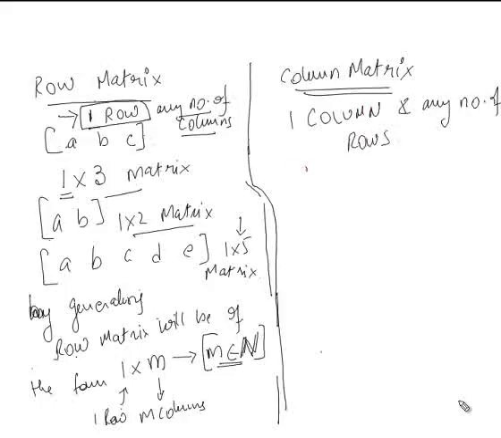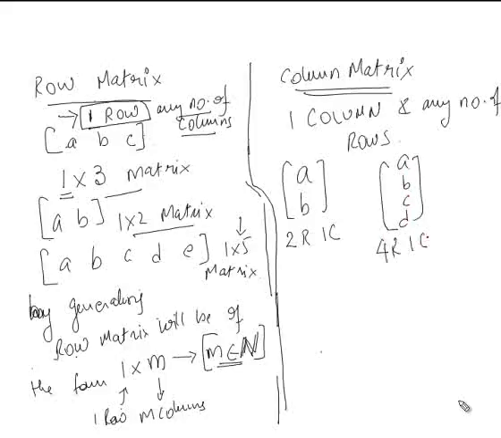So A, B, what is it? It is 2 rows, 1 column. Correct? A, B, C, D. It will look like this. This is having 4 rows, 1 column. How does this look?